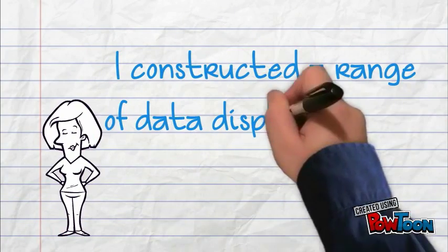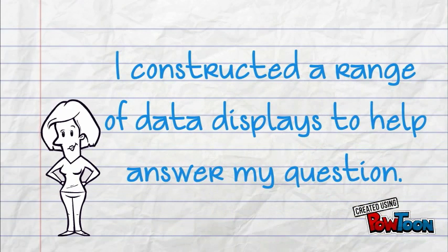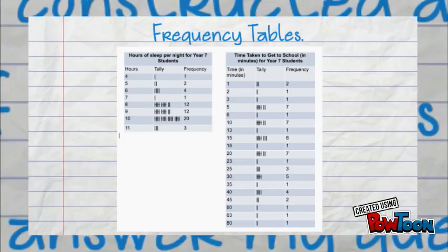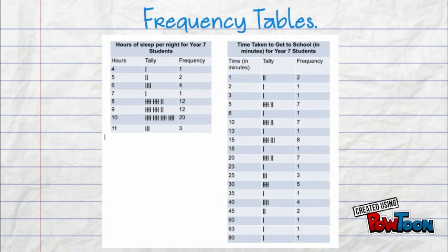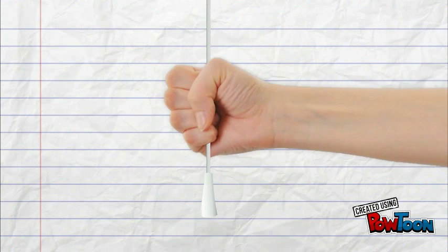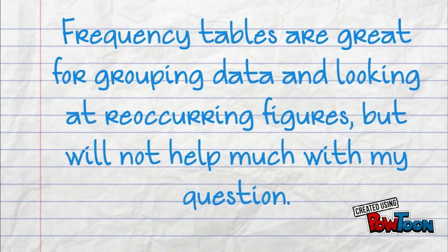I constructed a range of data displays to help answer my question. This included frequency tables. Frequency tables are great for grouping data and looking at reoccurring figures, but will not help much with my question.